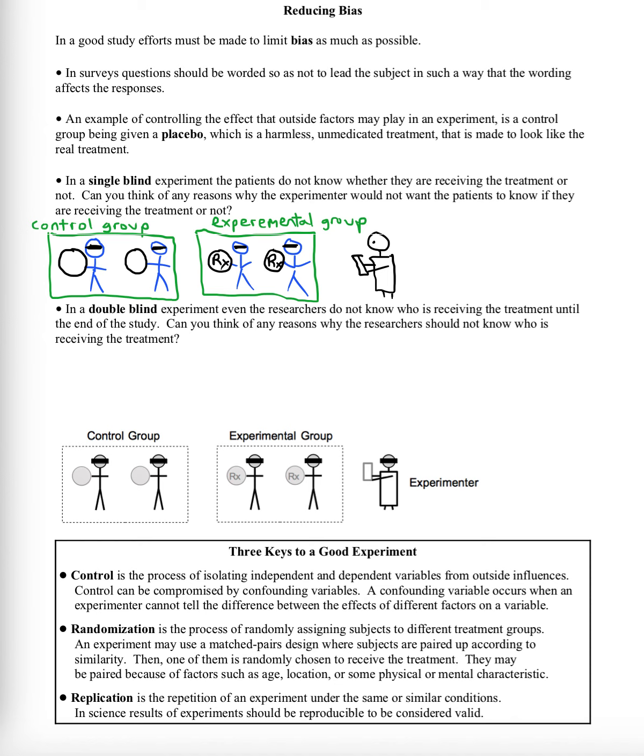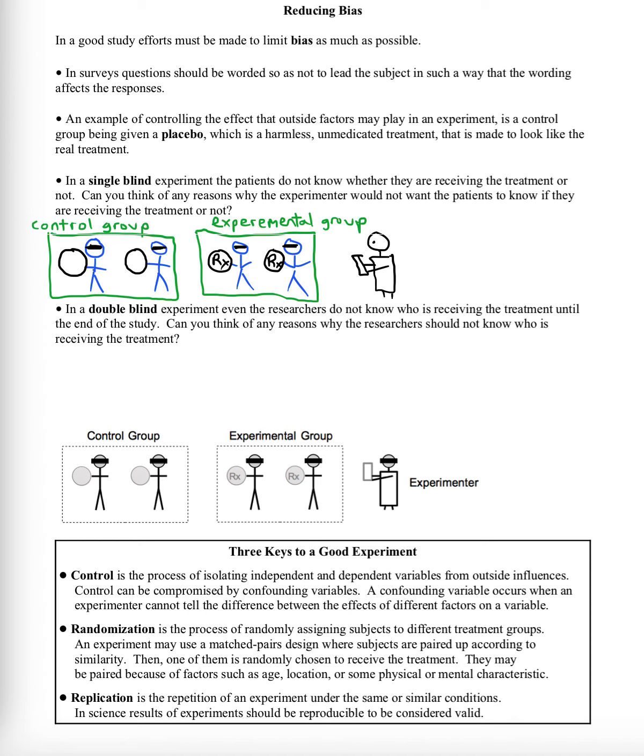That's a single-blind experiment. Notice that the researcher here doesn't have a blindfold on. What that signifies is that the researcher knows which people are in the treatment group and which people are in the control group. But in a double-blind experiment, even the researchers don't know who's receiving the treatment until the end of the study.